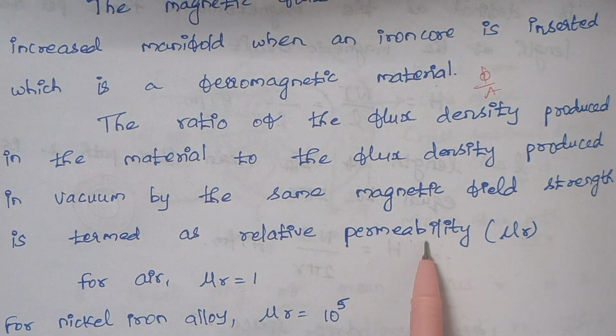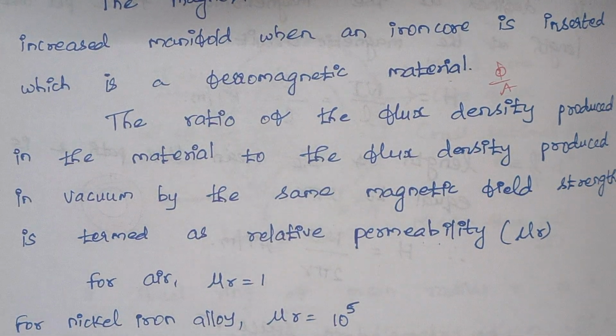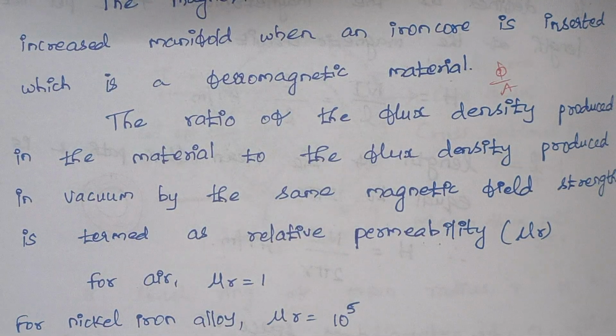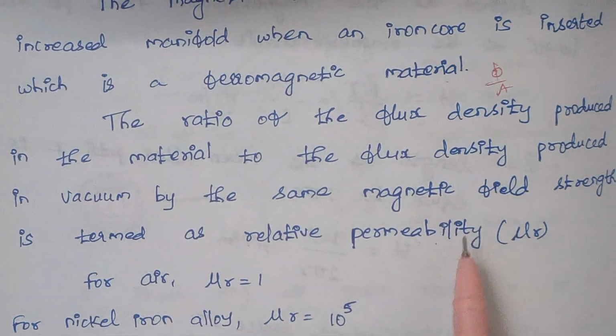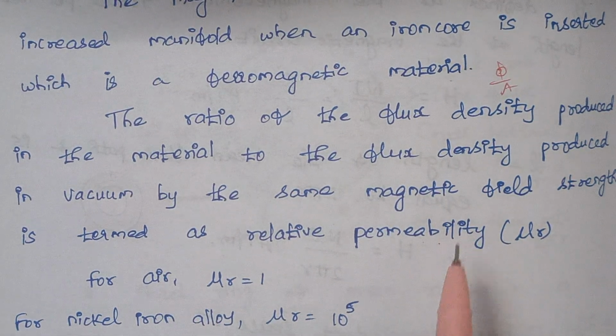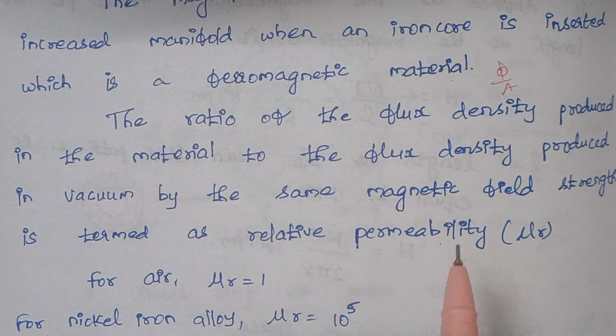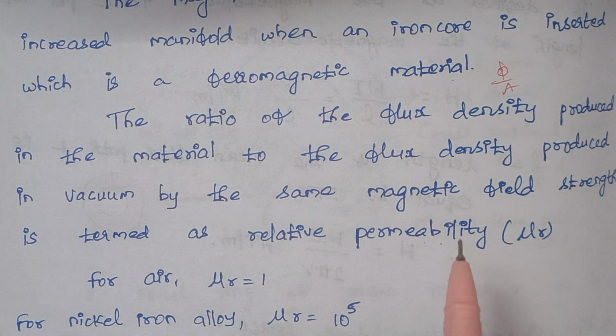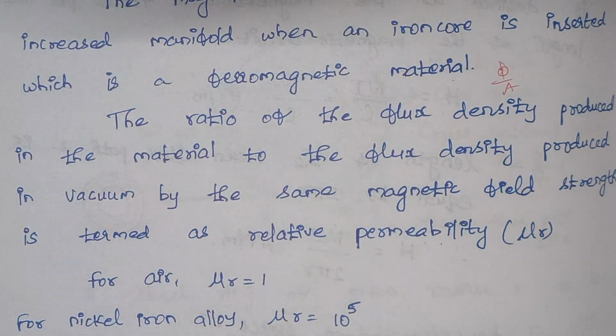So, what do you mean by permeability? The ability of a material to allow the magnetic flux to pass through it is known as permeability. What this indirectly says is, whenever we have an iron core, some ferromagnetic material core, automatically the flux produced gets increased when compared to the flux produced in vacuum. So this is the key concept here.